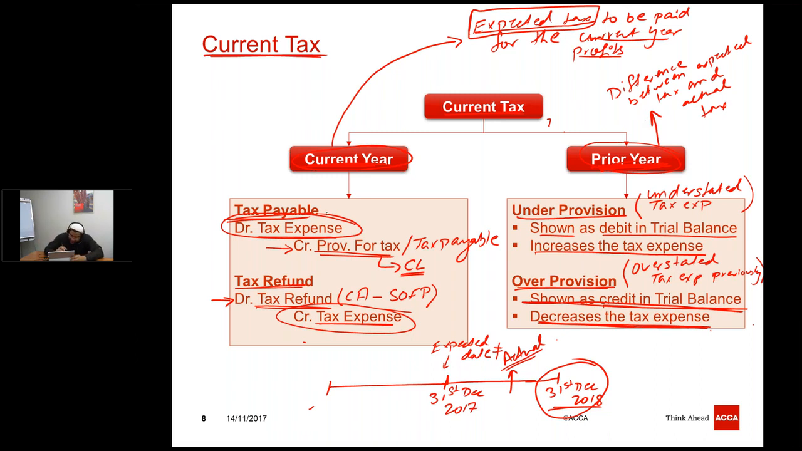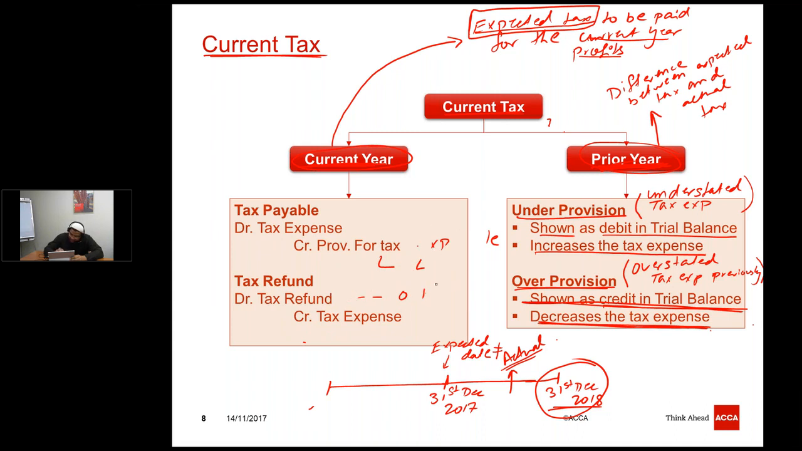And for the current year, the treatment is pretty simple. You just have to check whether it is a tax payable or a tax refund. If it is a tax payable, we are going to record tax expense debit and tax payable or the provision for tax credit. This is a payable liability. And if it is a tax refund, we are going to record the tax refund as a receivable, as an asset, as we are going to receive an amount of refund. And this is going to reduce the tax expense because this is a type of income for us.